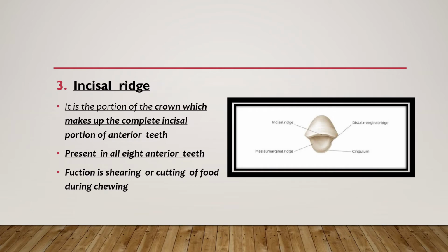Incisal ridge. It is the portion of the crown which makes up the complete incisal surface of anterior teeth. As you can see in the picture, the entire incisal surface is made up by the incisal ridge. So it is present in all anterior teeth and the function of the ridge is shearing or cutting of food during chewing. So the incisal surface is not considered a surface in the anterior teeth, but it is considered a ridge.